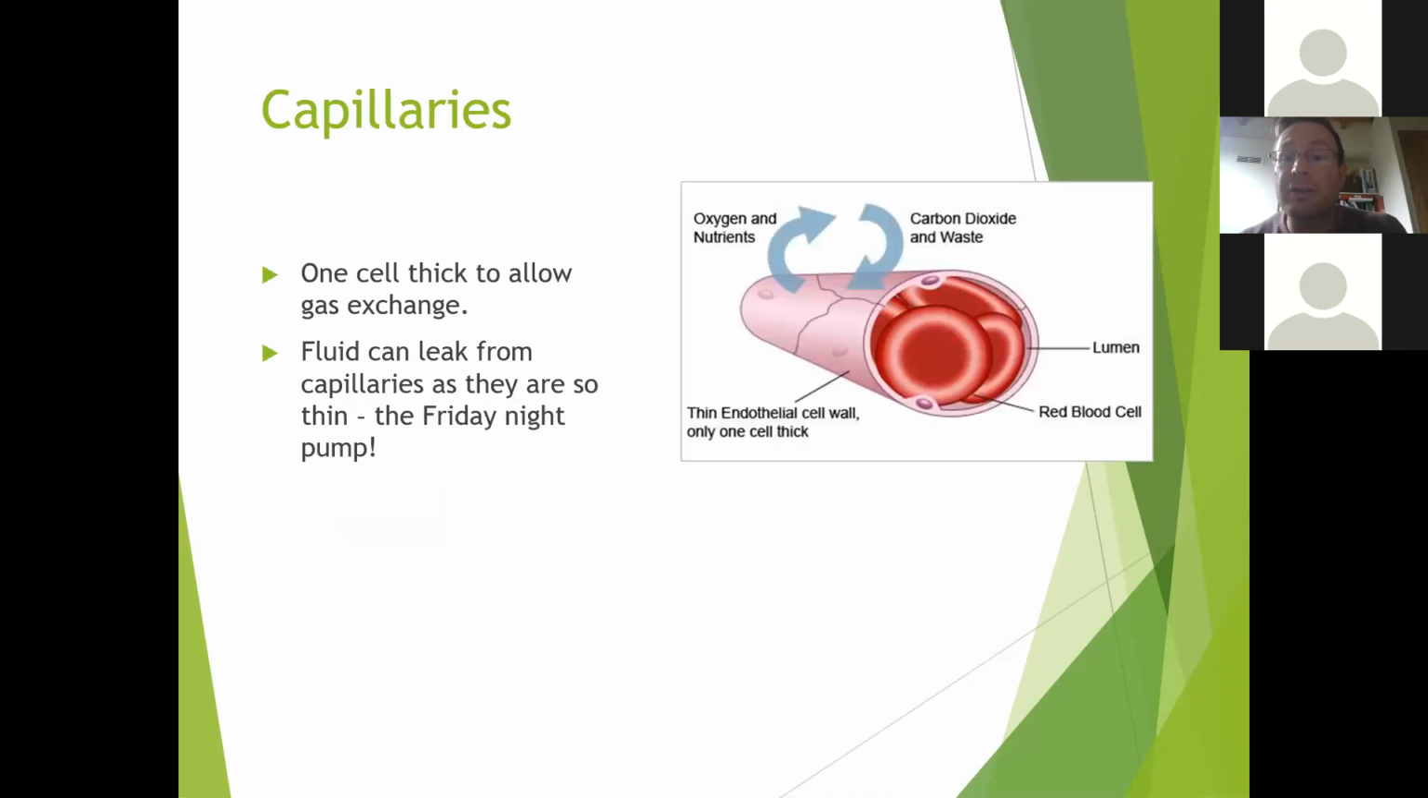And here's a nice picture of a capillary. So you can see that it's nice and thin, a single cell thick, and it allows gas exchange to happen. So fluid can leak from the capillaries, if it happens. So under high pressure, fluid can leak out of those capillaries. Can you see on that picture, the capillary wall, you can see where the cells kind of join together. So I'll just pop a little note on that.